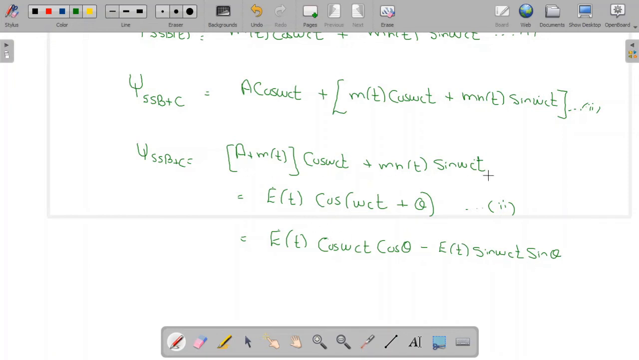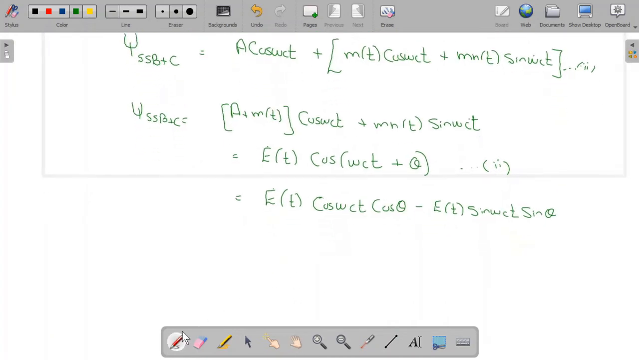So let us compare this with this. If we compare, E of t cosine theta is going to be equal to A plus m of t. Let me name it as equation A, and the other as equation B. We are going to compare these two terms. So A plus m of t is equal to E of t cosine theta, which is actually equal to A plus m of t.